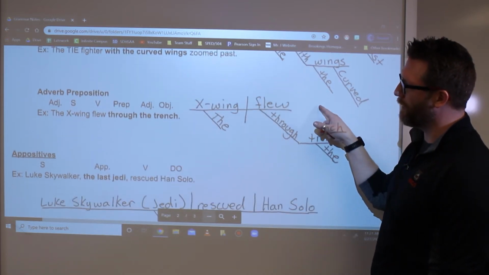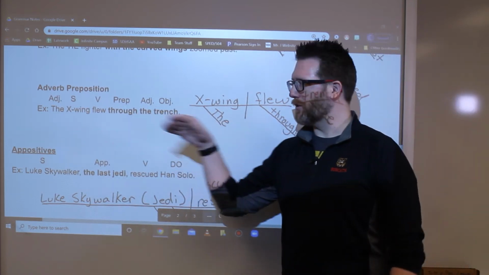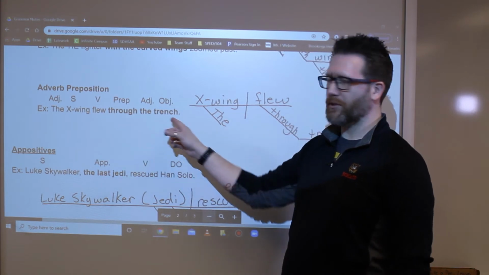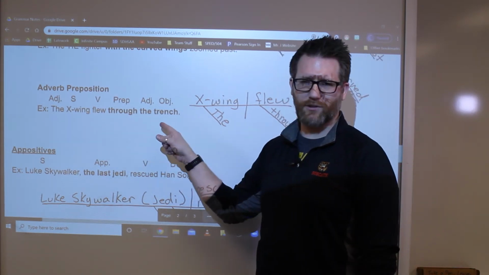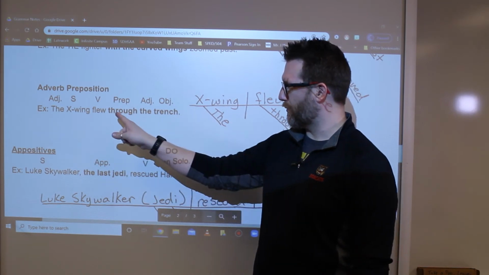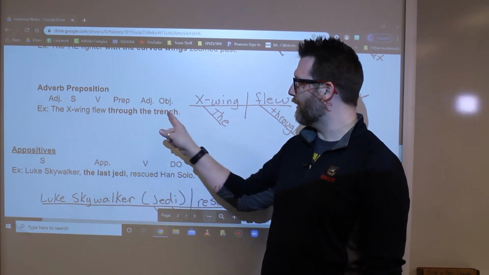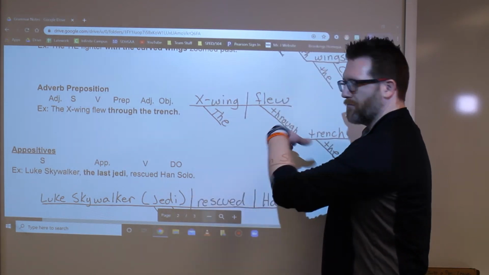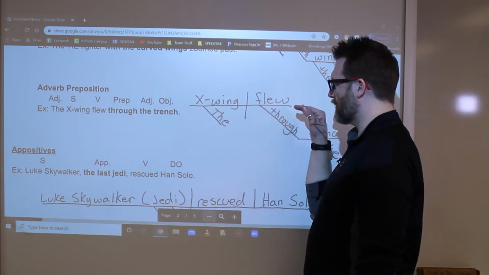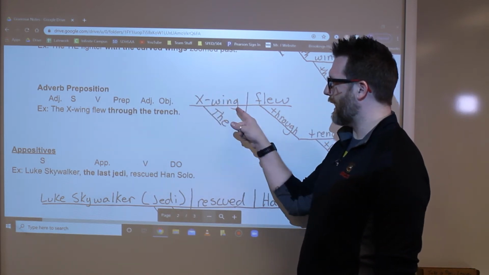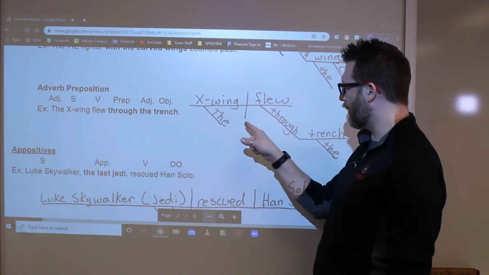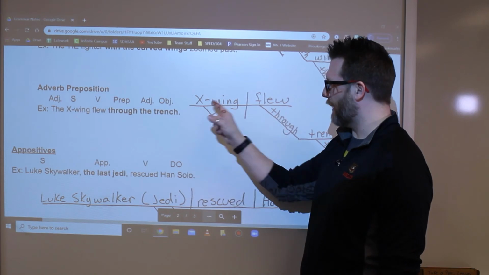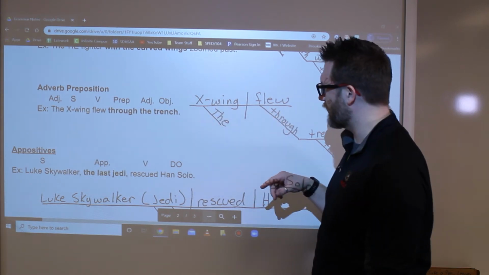Same type of thing then for adverb prepositional phrases. We have the sentence, the X-wing flew through the trench. So through the trench is our prepositional phrase. Through is our preposition, the is our adjective, and trench is our object of the preposition. So basic diagramming first: create a horizontal line. We have our subject first, which is X-wing. Big long vertical line here that passes through. The verb is flew, so X-wing flew. That's our basic sentence.